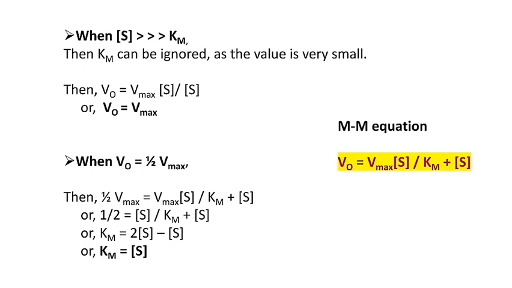Now in some cases, when the initial velocity is equal to half of the Vmax or the maximum velocity, then if we put the value of V0 equals half of Vmax in the Michaelis-Menten equation, we will get Km equals S, that is the definition of the Michaelis constant: the Michaelis constant is the substrate concentration when half of its Vmax is obtained.